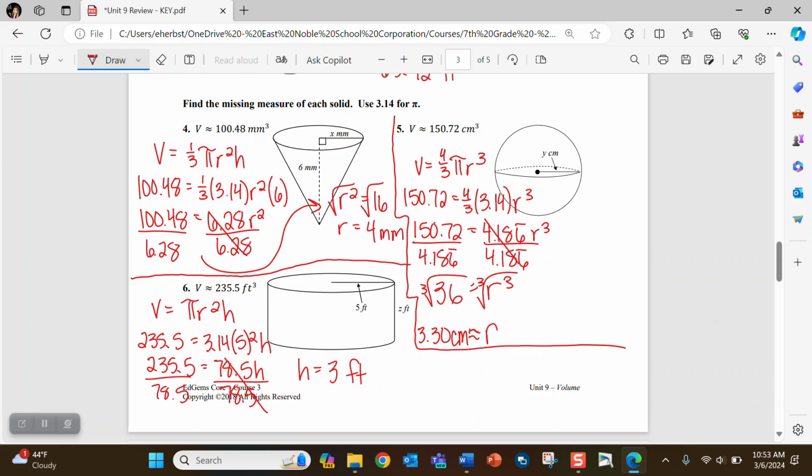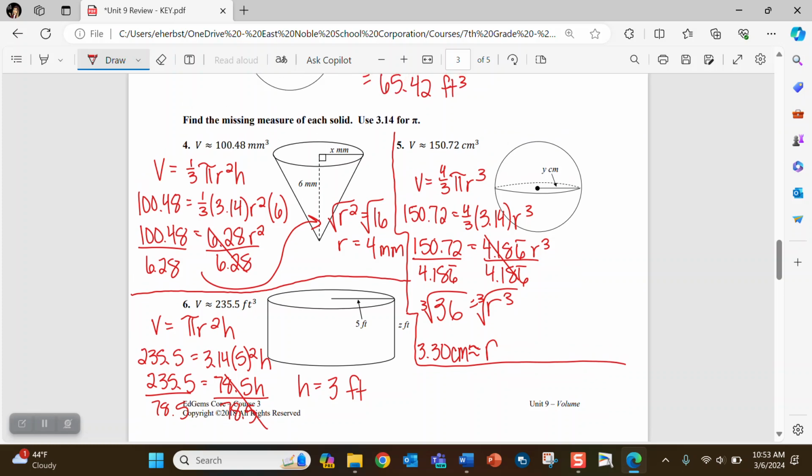In 4, 5, and 6, now you're given volume in all 3 of these instances, and you are calculating the missing length. So in number 4, it's a cone, and we're missing the radius. So you can see plugging in 6 for the height and 100.48 for the volume. Cleaned up the right-hand side and got 6.28. Divided both sides by 6.28 gave me 16. I had to square root 16 and got 4 millimeters. Notice here we're not cubing our units because now we're just going back to finding just a length.